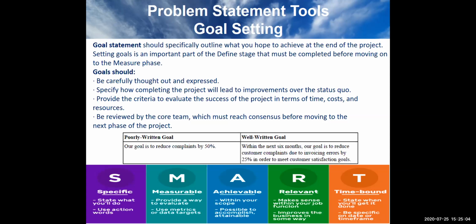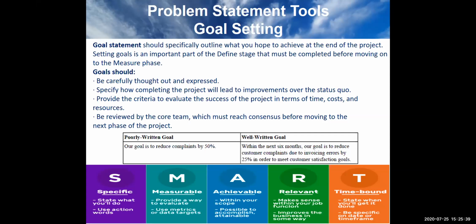A poorly written goal would be: our goal is to reduce complaints by 50%. But a good goal would be: within the next 6 months, our goal is to reduce customer complaints due to invoicing errors by 25% in order to meet customer satisfaction goals, right? So we've talked about problem statements in terms of defining the problem. Then in goal setting, we need to link what the problem is to what we want to achieve. A goal should be SMART. Specific: state what we'll do. We need to use action words. Our goal is to reduce, it's an action word. We want to do this.